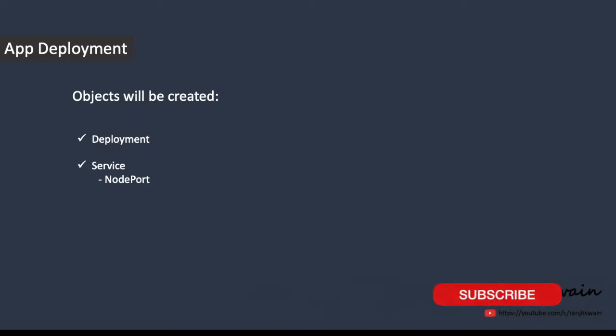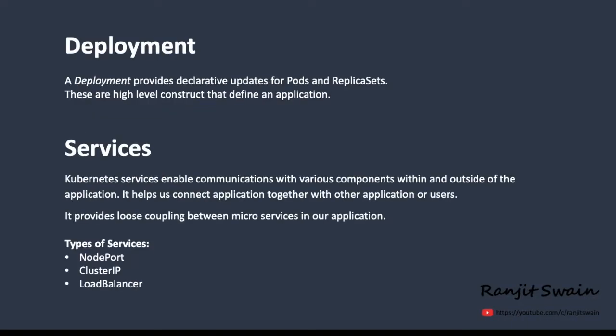Here we are going to create deployments and services, and for services we are going to use a NodePort service. So let's discuss more about these two objects, what is deployment and service. Deployment provides declarative updates for pods and replica sets. These are high level constructs that define an application.